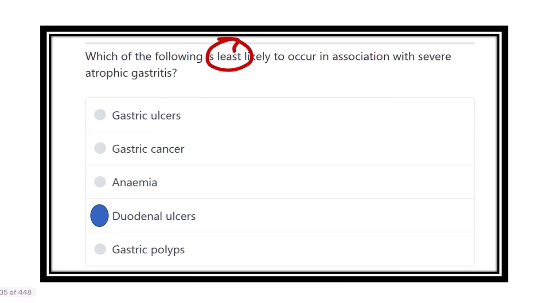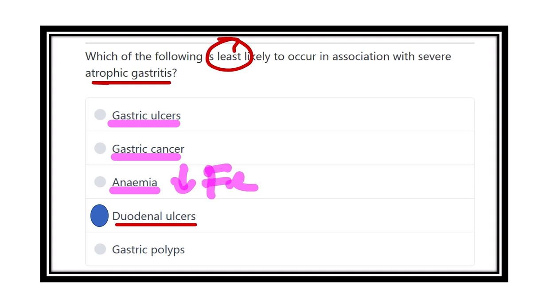So which is the least likely in case of atrophic gastritis? Here we can see duodenal ulcer, because the duodenum does not depend on the gastric secretion. Other options here, such as gastric ulcer may develop, gastric cancer may develop, anemia develops due to reduced iron absorption, and gastric polyp also develops. That means in the stomach all types of pathology may develop due to atrophic gastritis, but it has no role on the duodenum.